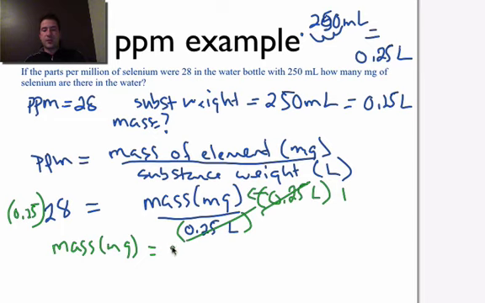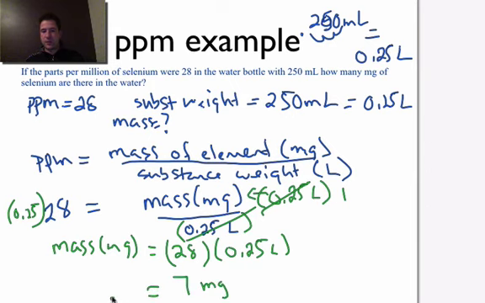So now I have my mass in milligrams, which is what I want to solve for. It's going to equal 28 multiplied by 0.25 liters. Now I need to calculate this, so let's get a trusty calculator out, because I don't feel like doing math in my head. 28 times 0.25 equals 7. So my mass is going to equal 7 milligrams.